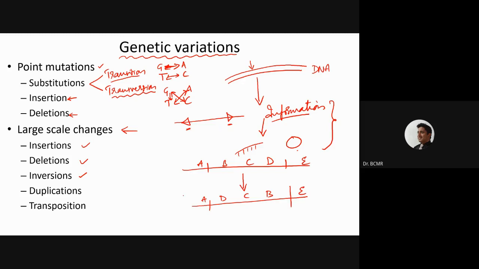The overall size remains the same, but the inversion has happened, and we should be able to figure that out. And duplications may happen, and also transposition may happen. So these are large scale changes. And our job is to employ one or more techniques to determine the nature of genetic variations. You can always add sequencing to all these things as well.